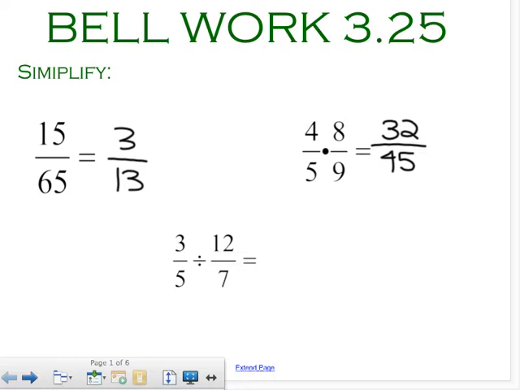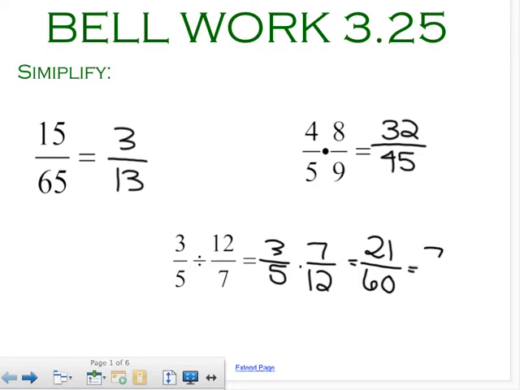The last one, we're dividing by fractions, so you need to rewrite it as multiplying by the reciprocal. Then it's just like the last example where we multiply straight across, and then here we should reduce. So your final answer is 7 over 20. 3 goes into 21 7 times, 3 goes into 60 20 times.